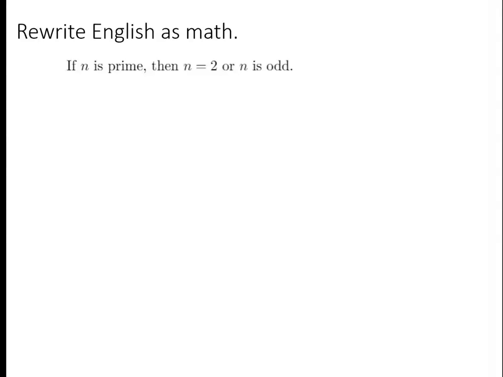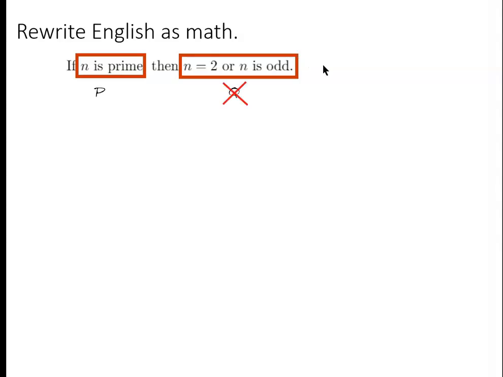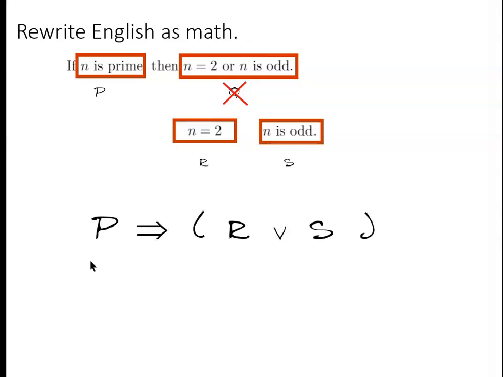One of the things you have to be able to do is take a sentence and rewrite it mathematically, to some extent. So we've got: if n is prime, then n equals 2 or n is odd. N is prime is the P part. Q is that whole statement, n equals 2 or n is odd, but that has 2 substatements, so we really don't want to call it Q. We've got 2 statements: n is 2, n is odd. Let's call one of them R and the other one S. So now this sentence becomes P implies (R or S).